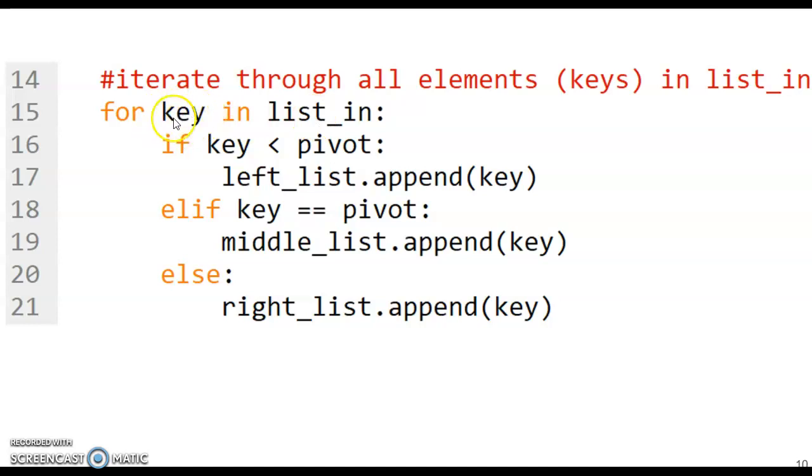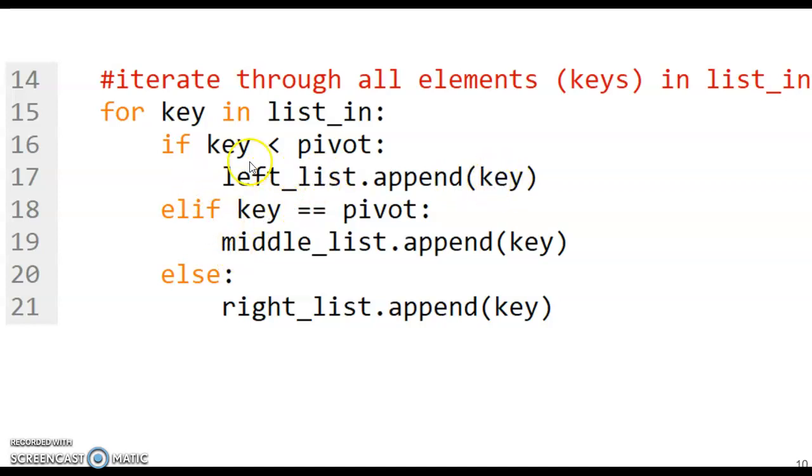Okay, so next part, what you do then is you iterate through the list, and I'm using the step variable key here, which is going to iterate through the list, getting each of the numbers in the list, and basically I'm going to do a comparison with the pivot. So I'm going to say if the key is less than the pivot, we're going to add it to the list on the left. We're going to use the append method to add that number to that left list.